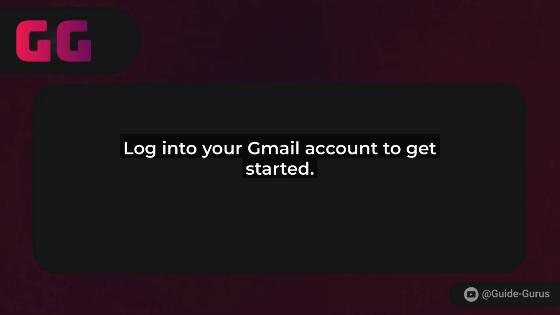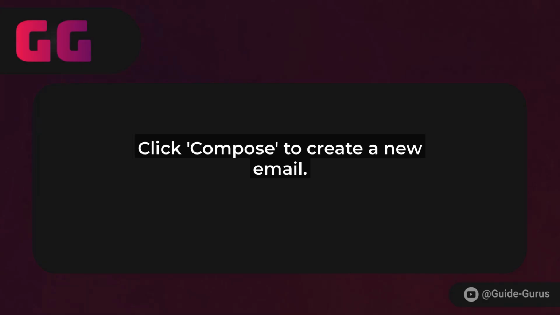Let's dive right in. First things first, make sure you're logged into your Gmail account. If you're using the web version, which is what we'll cover here, head over to gmail.com and sign in. Once you're in, click on the Compose button to start a new email. You'll see fields at the top: To, Subject, and possibly CC and BCC.